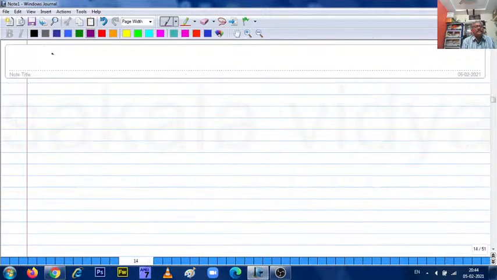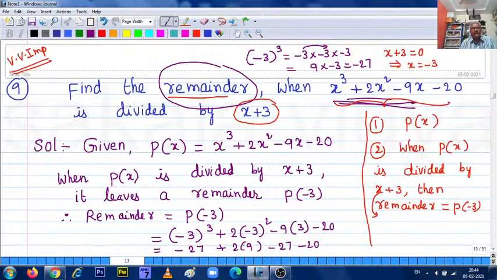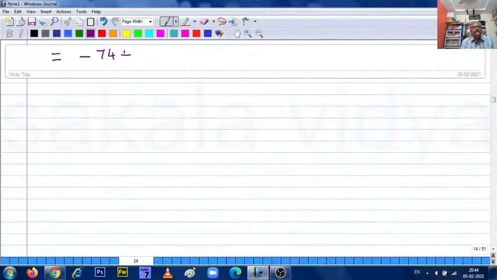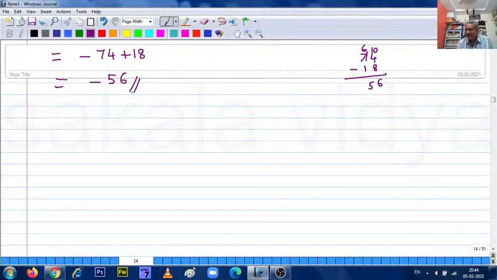So this equals minus 74, and go back, and 2 into 9 is 18. So plus 18. From 74 subtract 18, put the negative sign. 74 minus 18 means, from 4 we cannot subtract 8, borrow 10, it becomes 6. 14 minus 8 is 6, 6 minus 1 is 5. So 56. This is negative 56. This is the answer.